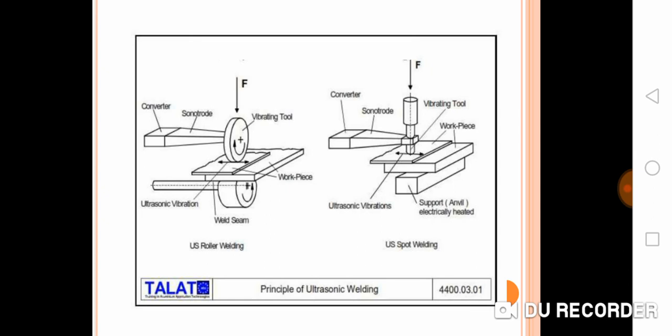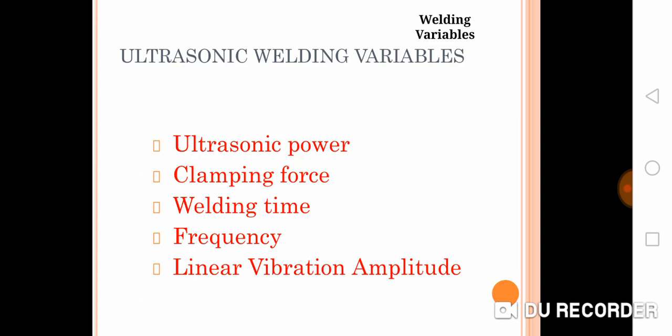But in roller welding, you can note the shape of the sonotrode. It is not in the shape as in the case of spot welding; it is of the roller type, so that the sonotrode at the same time vibrates and rolls in a linear direction. So that is the thing.